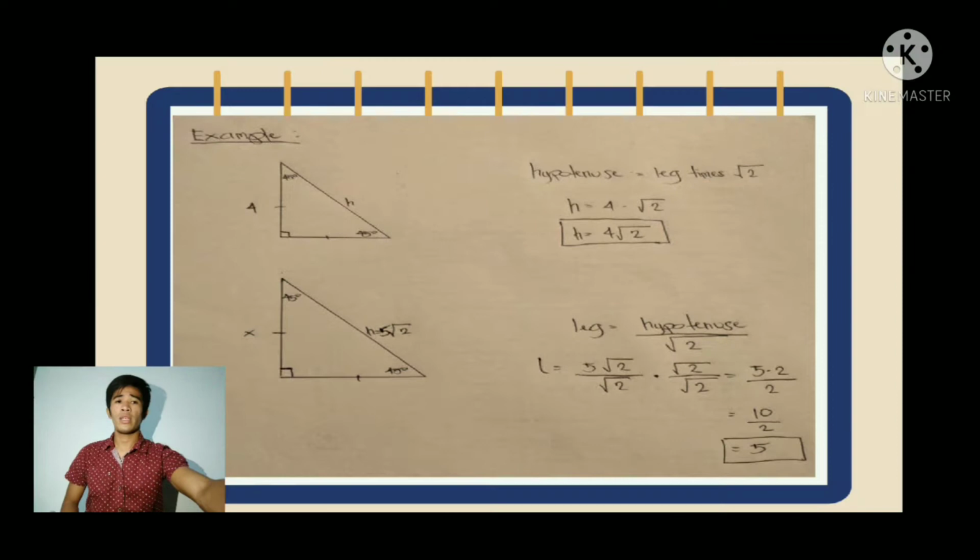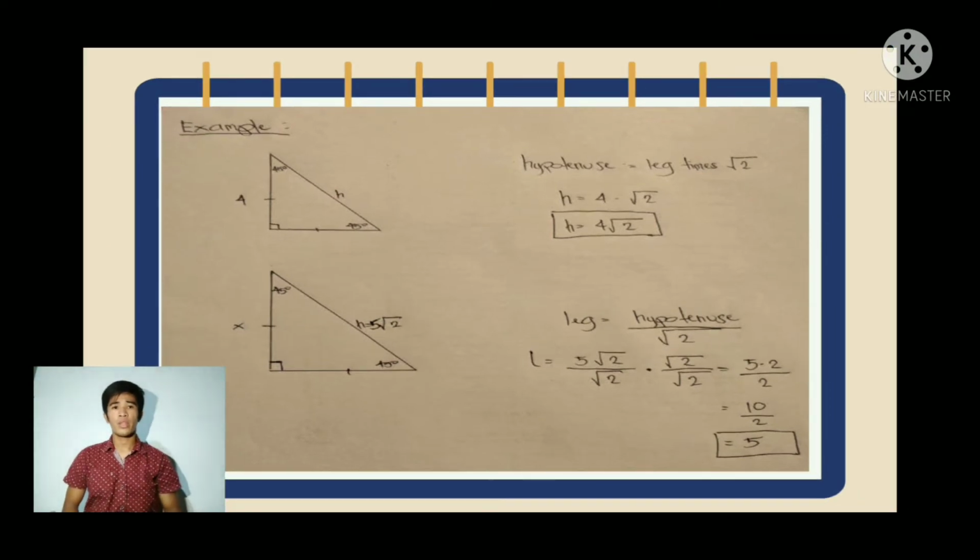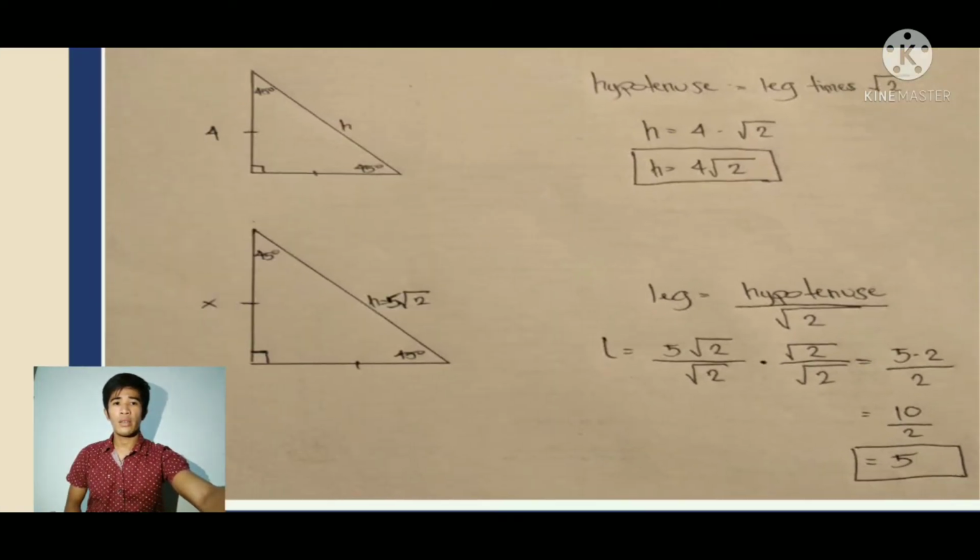So what if the leg is unknown? As you can see, the unknown is the leg, and the value of the hypotenuse is 5 square root of 2. So for getting the value of the leg, we will use the formula hypotenuse over square root of 2. Substitute: 5 square root of 2 over square root of 2. So we will rationalize. We will multiply both numerator and denominator by square root of 2.